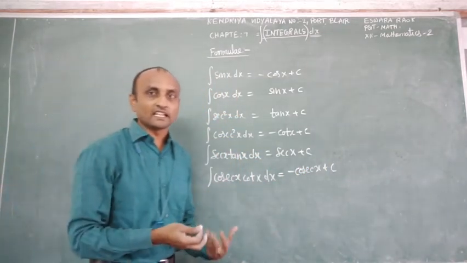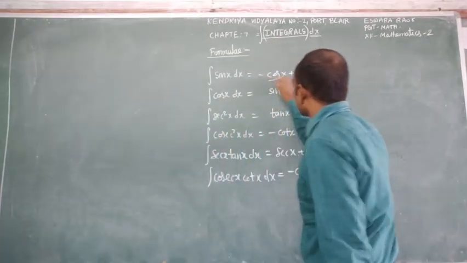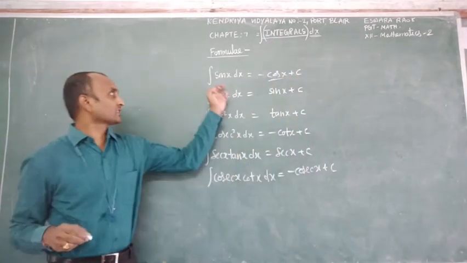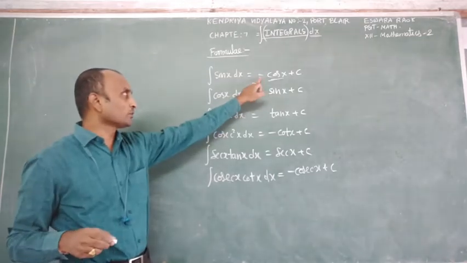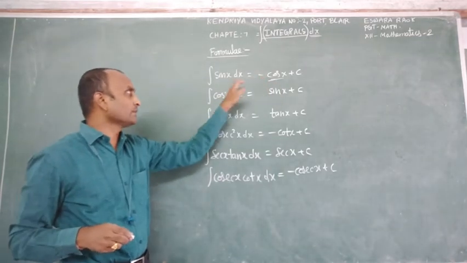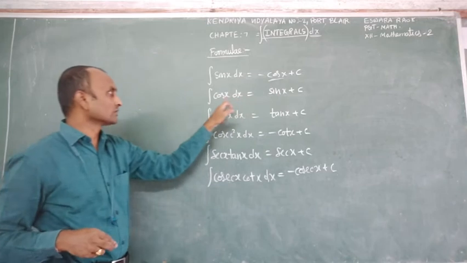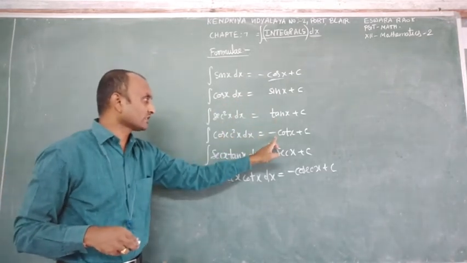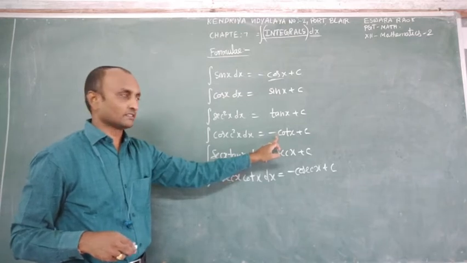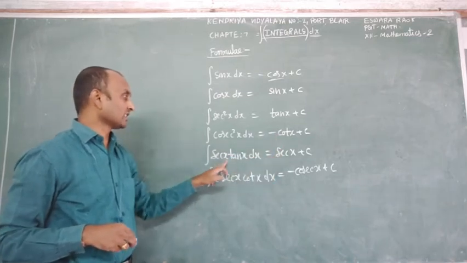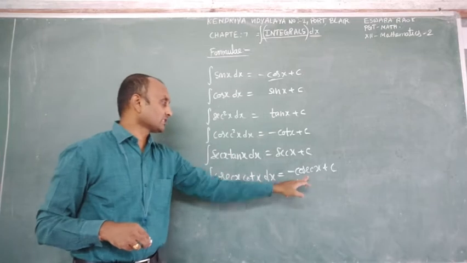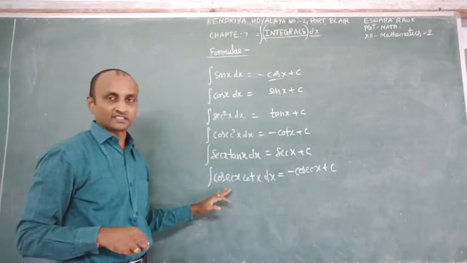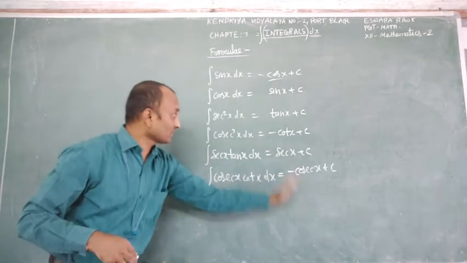Why can we say this? Because the derivative of cos x is minus sin x. That's why we put the minus here. The derivative of minus cos x will be plus sin x. The derivative of sin x is cos x. The derivative of tan x is secant square x. The derivative of minus cot x is minus of minus cosecant square x. The derivative of secant x is secant x tan x. The derivative of minus cosecant x is minus of minus cosecant x cot x. So if you differentiate, you get this.